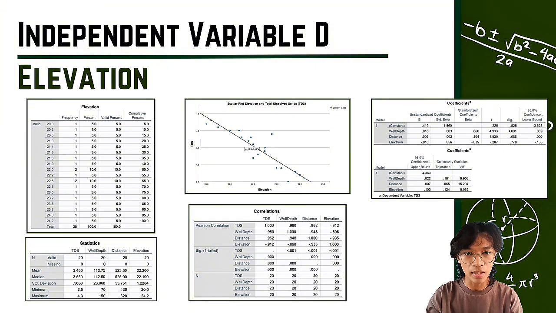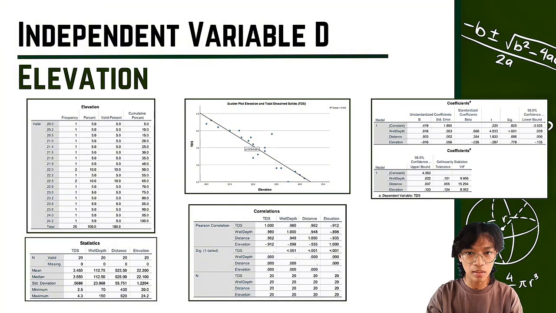And next, let's look at the relationship between elevation and total dissolved solids, also known as TDS in short. The Pearson correlation coefficient between elevation and TDS is negative 0.912, with a significance value of p less than 0.001. This shows a very strong negative correlation between those two variables. In other words, as elevation increases, the TDS concentration will tend to decrease significantly.